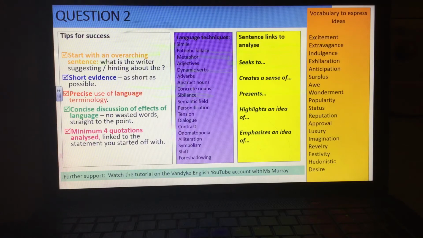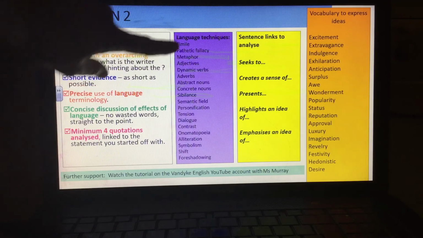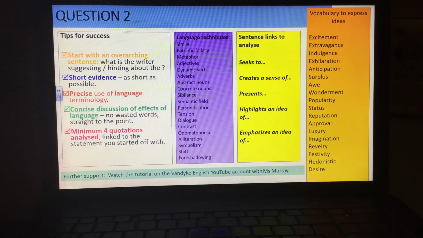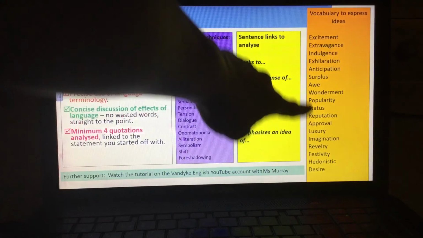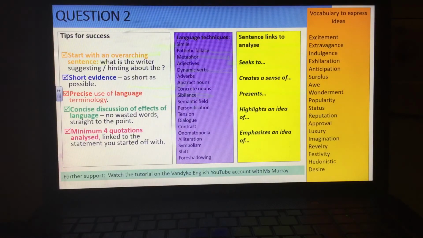You need to be thinking about that language terminology. Is it a simile? Is it a metaphor? Which is what comes into this purple box here. You've got lots of different techniques. They're not the only ones that you could use. There's lots of others that you could consider as well. And then you have got those sentence links to analysers in that sense as you start writing, and some vocabulary to help you with this question in particular.